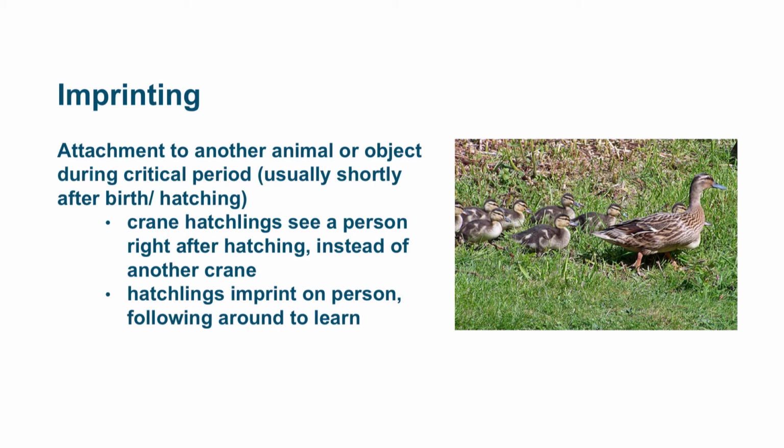Imprinting is an attachment to another animal or an object during a critical period, and usually this is shortly after birth or hatching. So one example is crane hatchlings that see a person after they've hatched, instead of seeing another crane. And so the hatchlings then imprint on the person and follow the person around and learn from the person instead of learning from a crane parent.